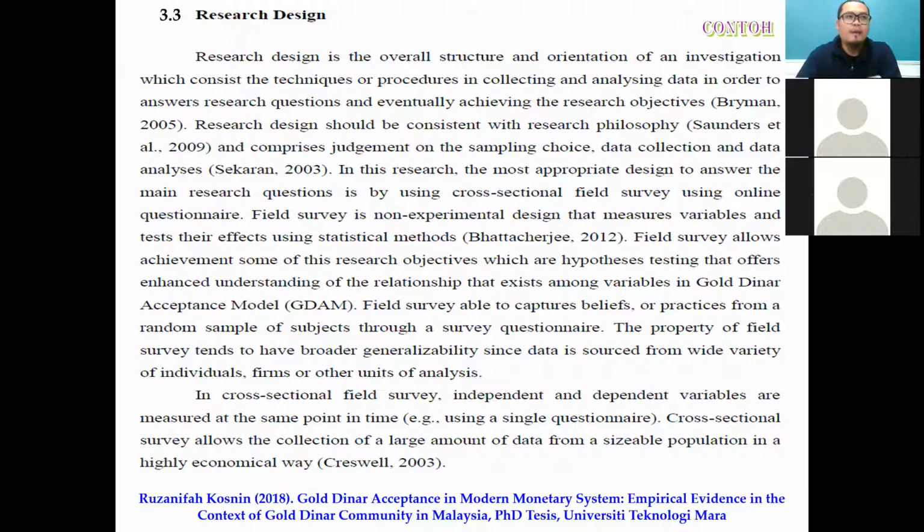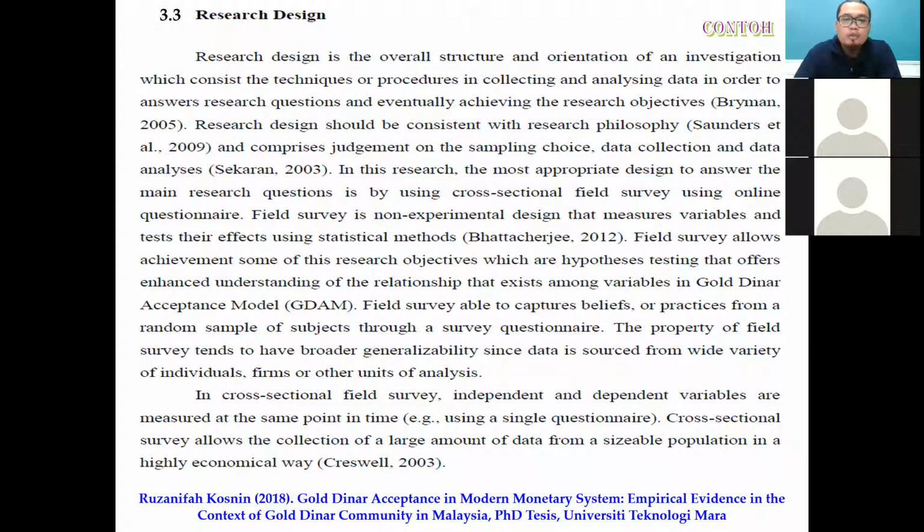Research design should be consistent with the research philosophy. After we already learned from Saunders' research onion, the first layer is philosophy. That's why before you collect data, before you analyze, the first thing you need to face is to write what your research philosophy is. This also cites from Saunders, and comprises judgment on the sampling choice.